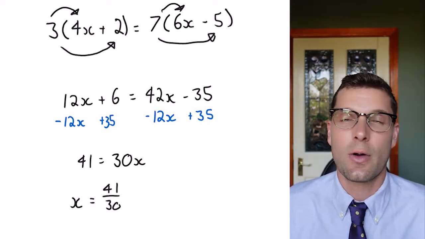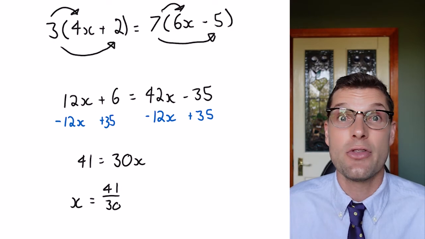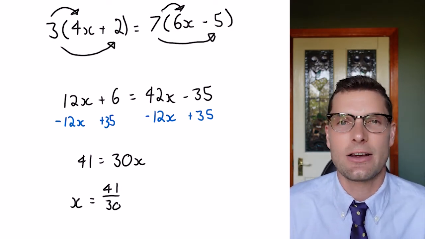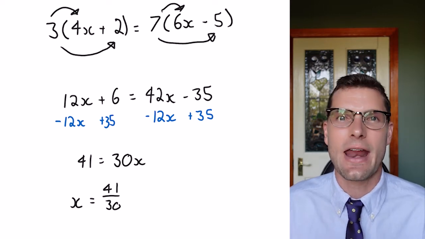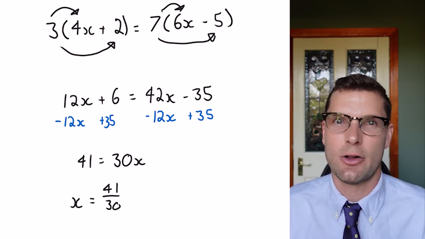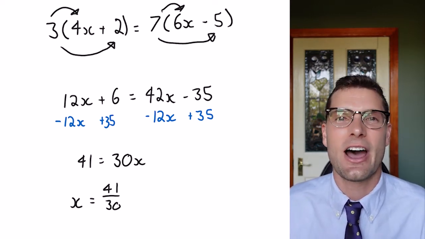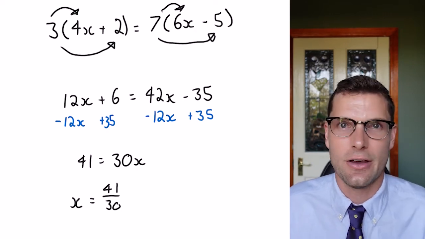So if you do get a question that has algebraic fractions on both sides and two algebraic fractions as well, all you've got to do is that first example where you make the denominators the same and then cross multiply. So the skills aren't that much harder, it's just going to take you a little bit longer.